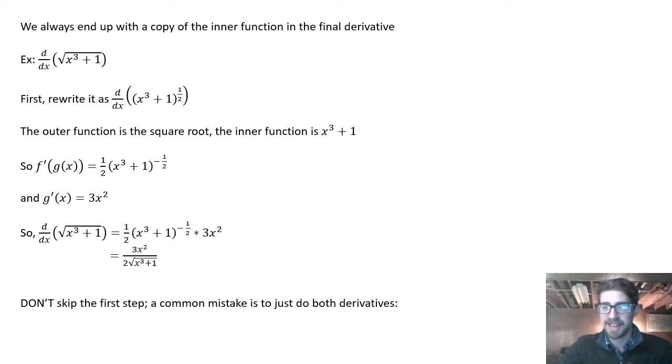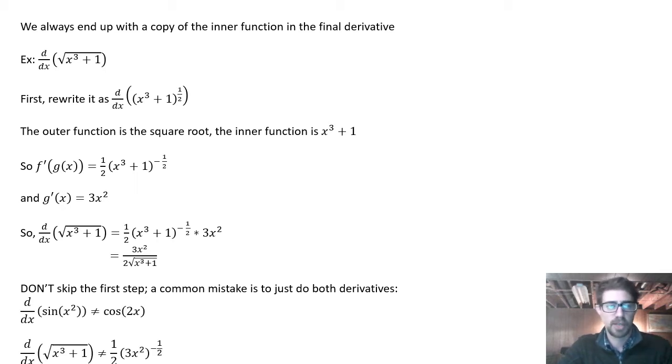Again, I'm emphasizing that a very common mistake is to think that it works like the sum rule works, where you just do the derivative of everything separately. It doesn't. The more complex a function is, the more complex its derivative is. Something like sine of x squared is a complicated function, so its derivative is even more complicated. So that's what not to do. It's not cosine of 2x, and it's not just 1/2 times 3x squared to the negative 1/2. That's how you want it to work, but that is not how it works. Just always remember you do get that copy of the inner function.